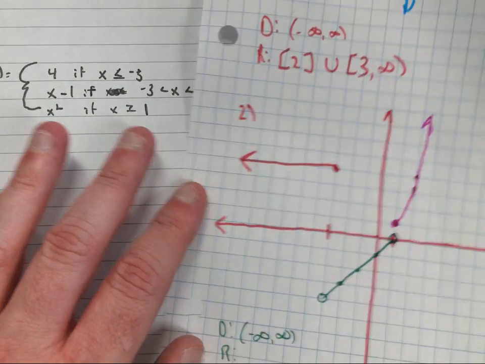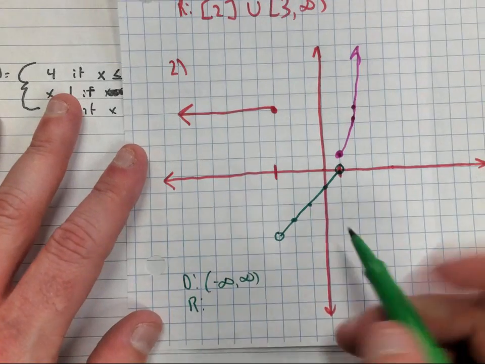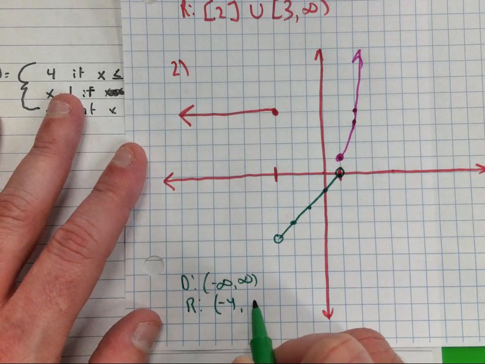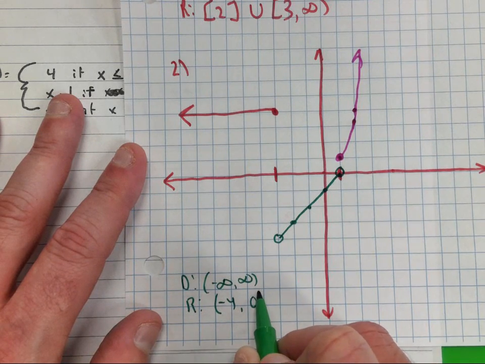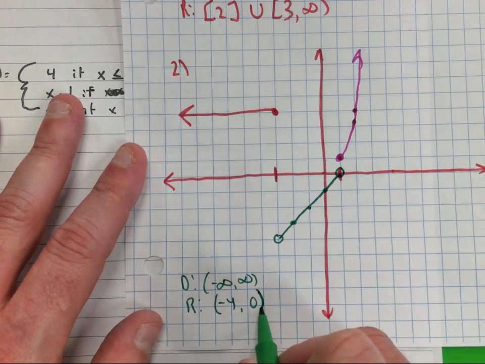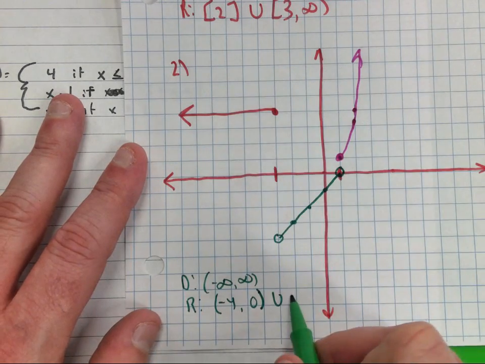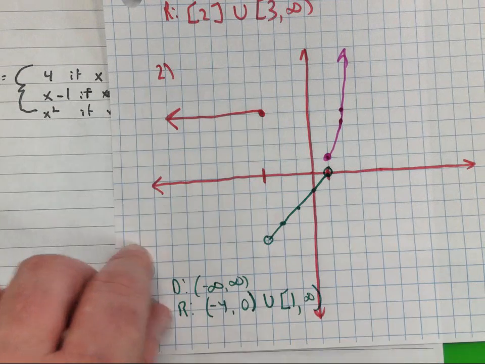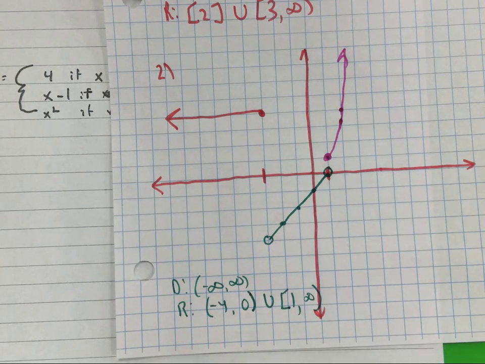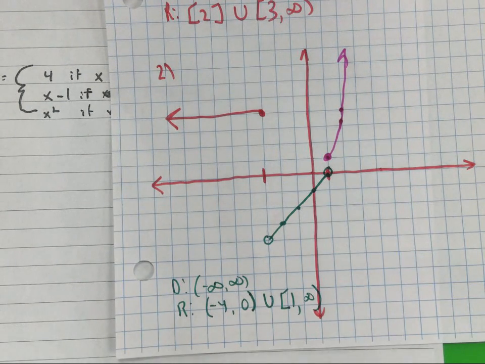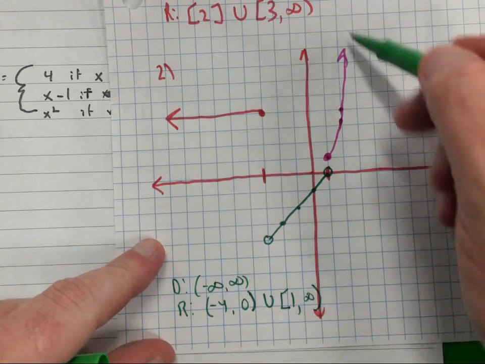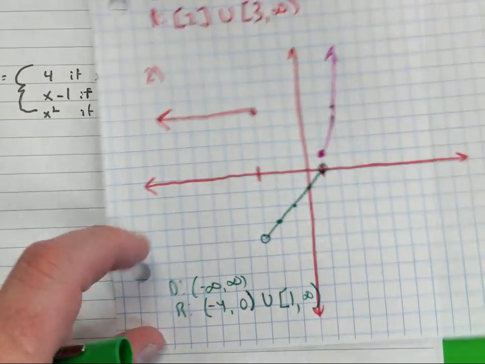Now your range. Okay, very good. Negative 4. What goes around negative 4? Parentheses to what? 0. What goes around 0? Oh, it's open dot, so it's union, then what? Bracket 1 to infinity. Very good. This right up here, because this right here keeps going, so that takes care of that.